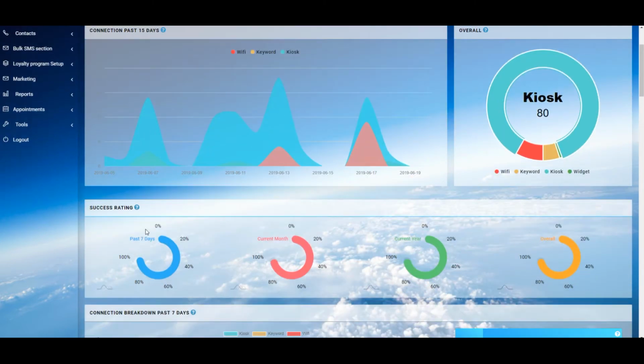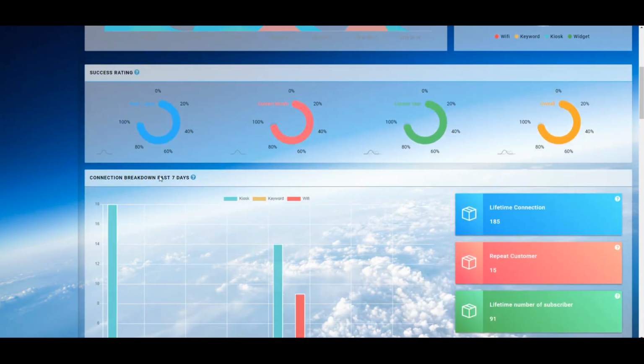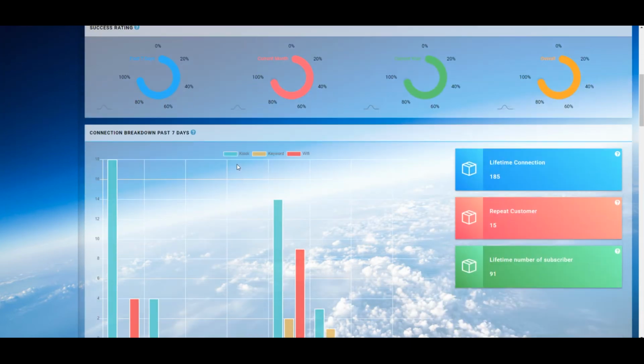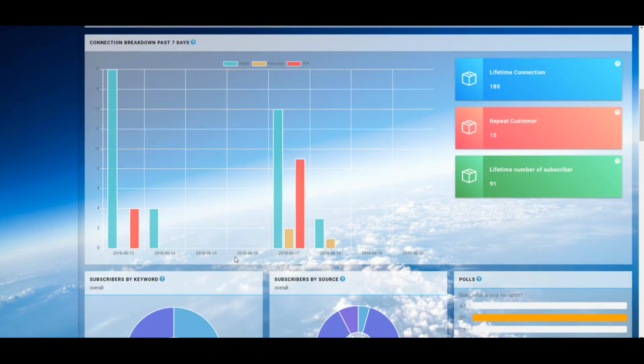You also have the ability to see what percentage of your messages has been delivered in the past year, month, and day. Here, we have a connection breakdown by source and by day in a graph, so you can see what's working best for your business.